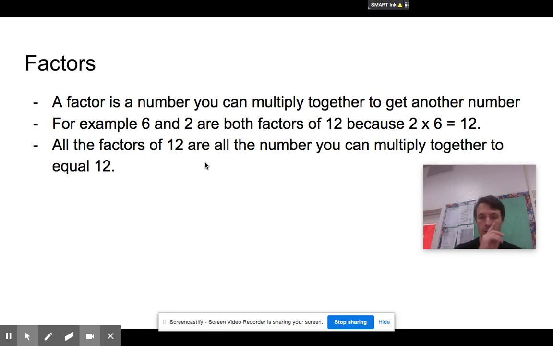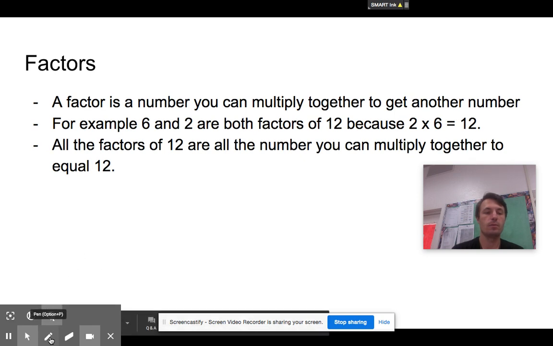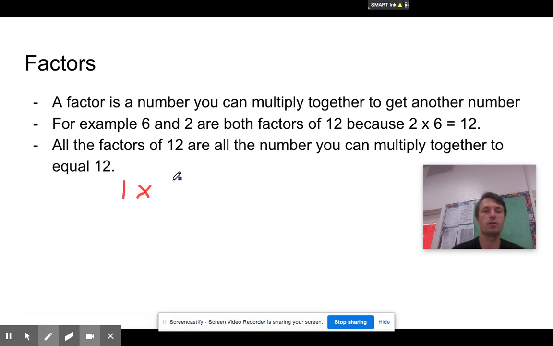to get another number. For example, 6 and 2 are both factors of 12 because 2 times 6 equals 12. All the factors of 12 are all the numbers you can multiply together to equal 12. So that means 1 times 12, or 1 and 12, are both factors of 12 because 1 times 12 equals 12. Also, 2 times 6. 2 and 6 are both factors of 12 because 2 times 6 equals 12.